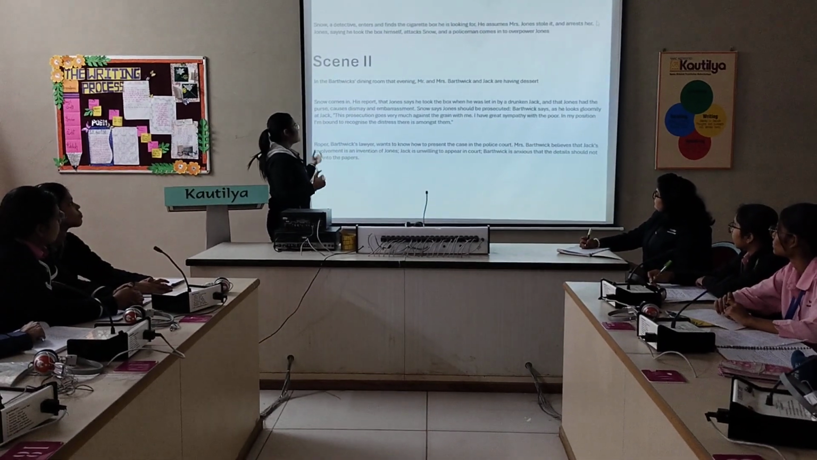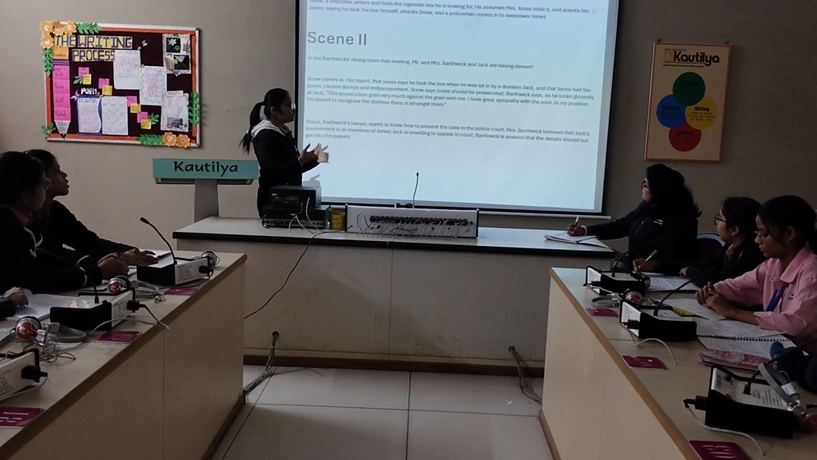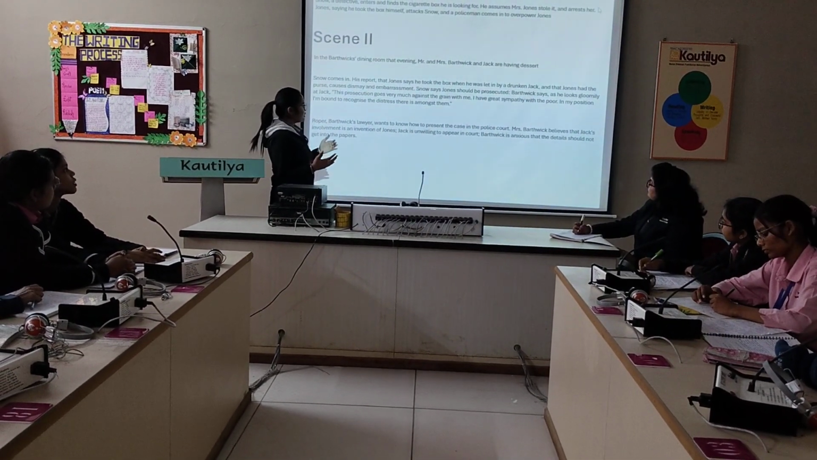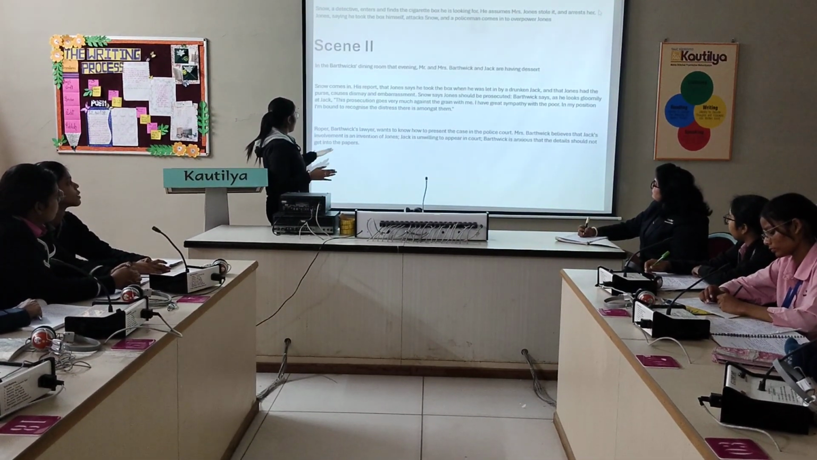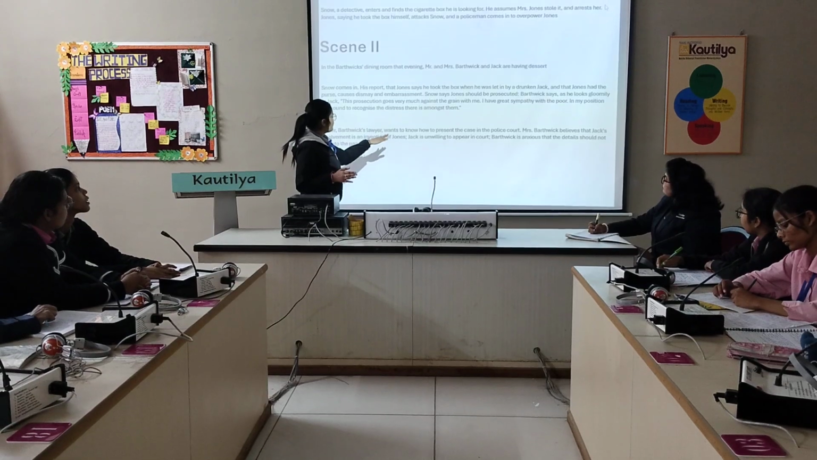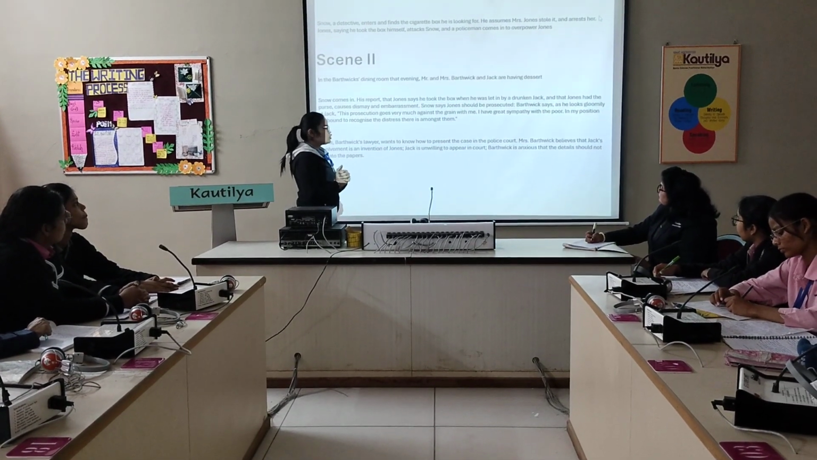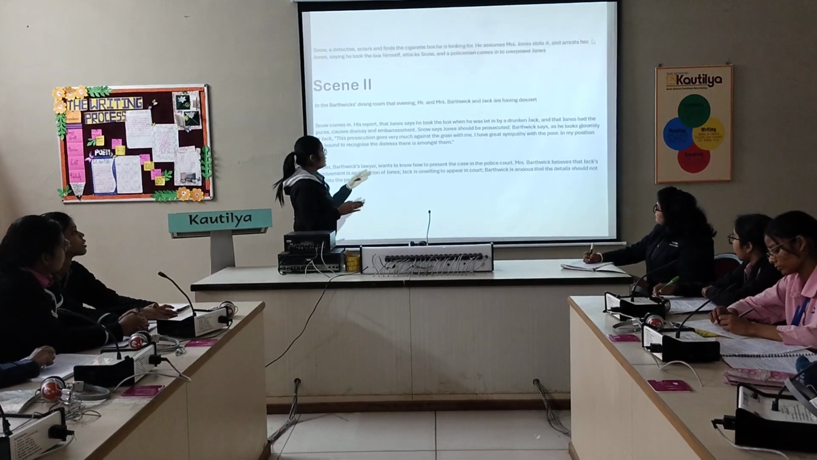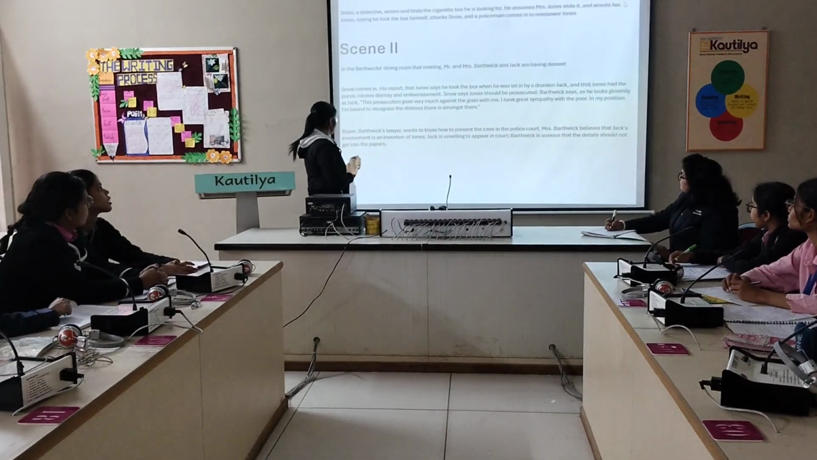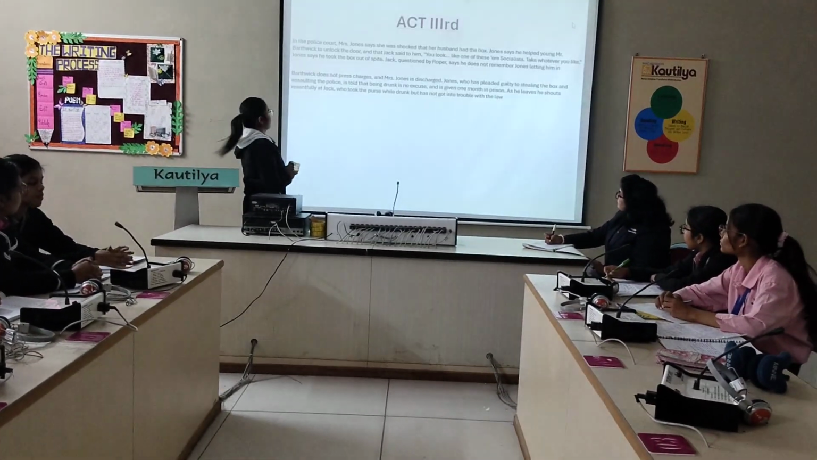Roper, the Barthwicks' lawyer, wants to know how to present the case in the police court. Mrs. Barthwick believes Jack's involvement is an invention of Jones. Jack is unwilling to appear in court. Barthwick is anxious that the details should not get into the papers.